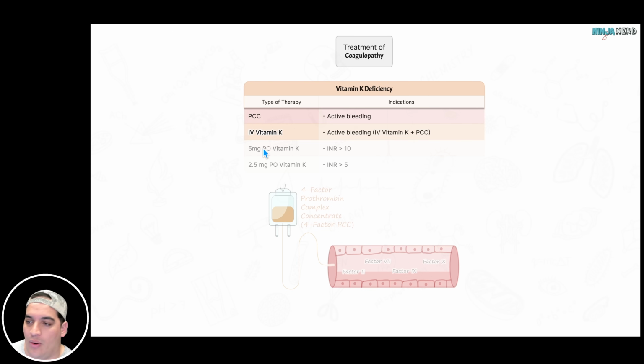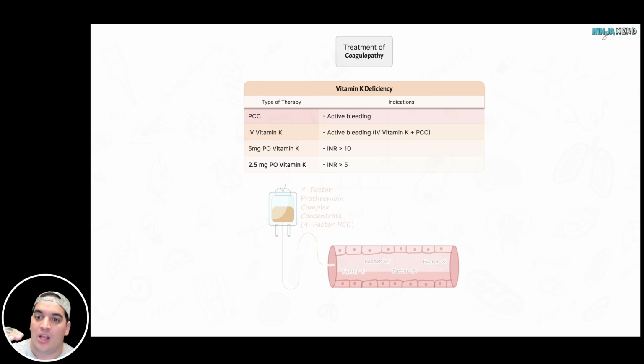What you want to know is, what's their INR? Is it supratherapeutic? Let's say you have a patient who has a very elevated INR, but they're not bleeding. They're asymptomatic. It's often due to warfarin. If the INR is greater than 10, we give them 5 milligrams of oral vitamin K. And if the INR is greater than 5 and they're asymptomatic, we can give them 2.5 milligrams of oral vitamin K. All right. So bleeding while on warfarin, doesn't matter what the INR is: PCC and IV 10 milligrams vitamin K.